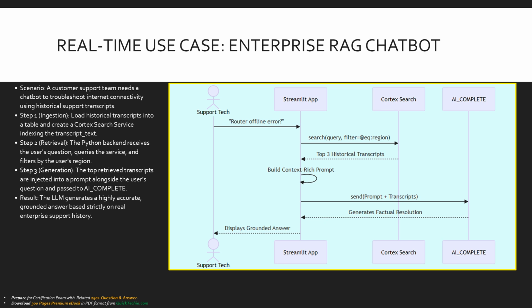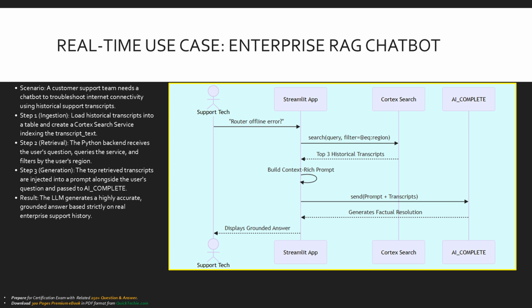Step 2. A technician opens a Streamlit app and asks, "How do I fix a router offline error?" The Python backend intercepts this, queries the Cortex Search service via API, and applies a strict filter to only search transcripts from the technician's specific region. Step 3. The service instantly returns the top 3 most relevant historical fixes. The app injects these exact texts into a prompt and passes it to the Cortex AI Complete function. The LLM reads the context, synthesizes the steps, and returns a grounded, factual answer. Hallucinations are eliminated.